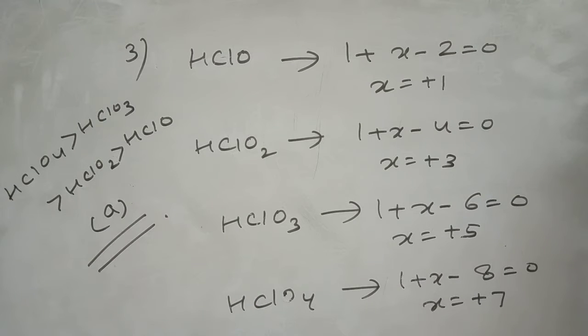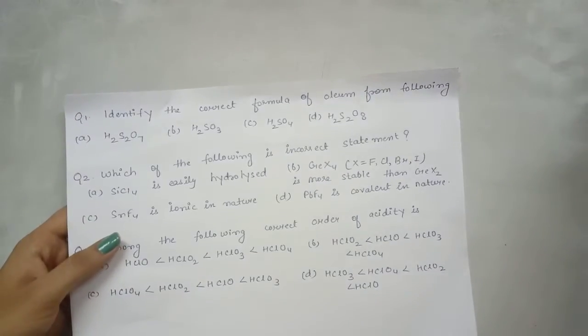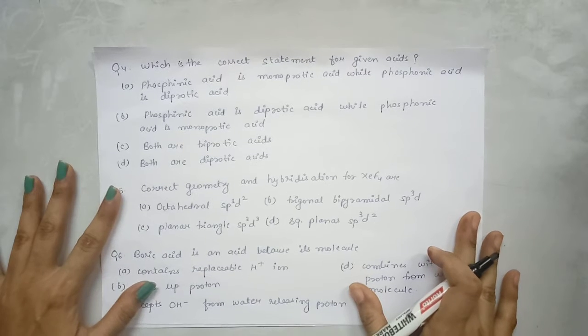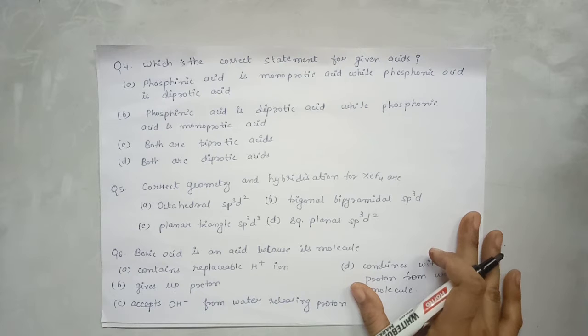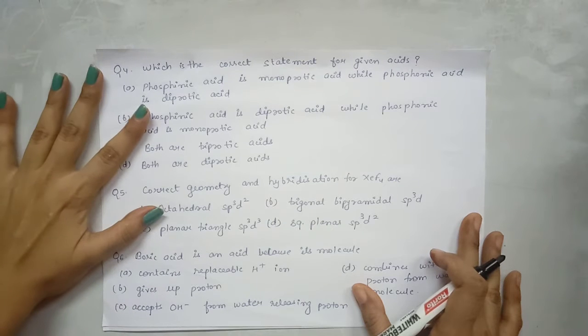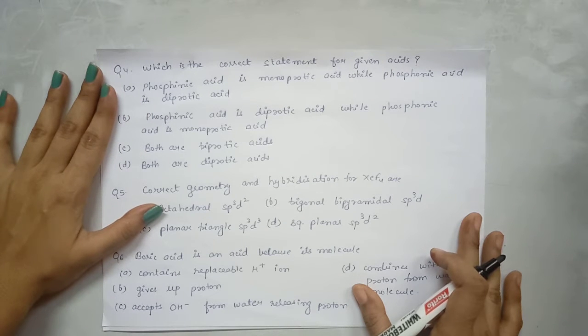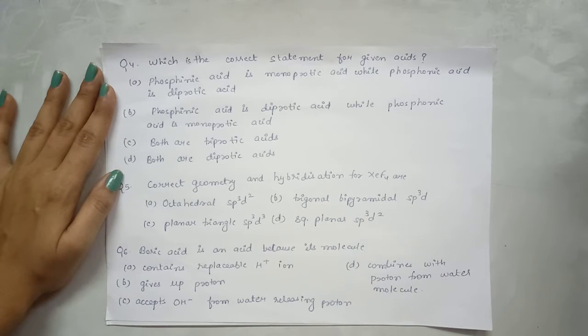Okay. Now next question. Okay. So fourth question is which is the correct statement for given acids? Option A, phosphinic acid is monoprotic acid while phosphonic acid is diprotic acid. Option B, phosphinic acid is diprotic acid while phosphonic acid is monoprotic acid. Option C, both are triprotic acids. Option D, both are diprotic acids.